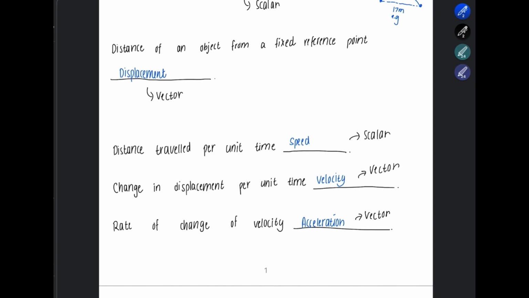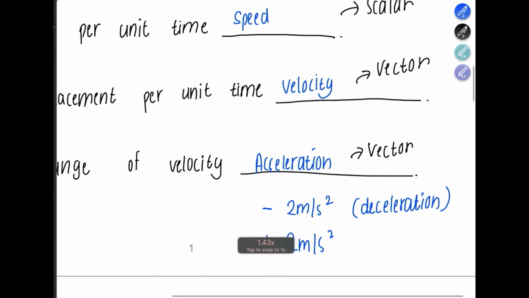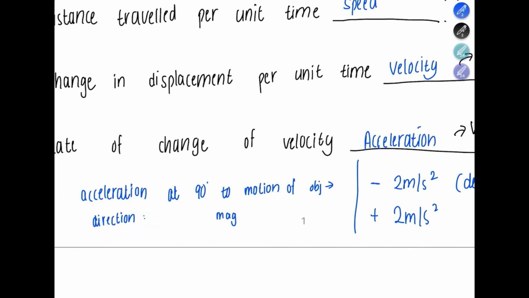If the acceleration is in the opposite direction, that is going to decrease its velocity. For example, if you say it's minus 2 meter per second square, it means every second the speed is reducing by 2 meter per second. Negative acceleration is also known as deceleration, okay? If you say it's positive 2 meter per second square, that is positive acceleration. It means every second the speed is increasing by 2 meter per second.